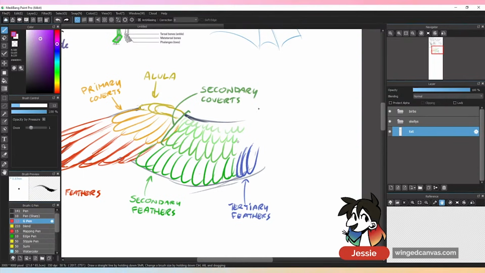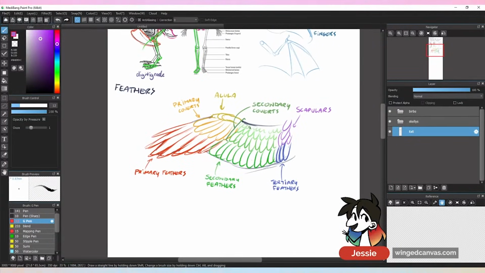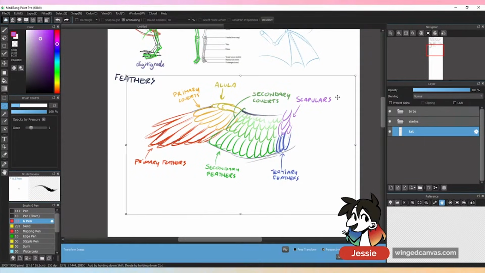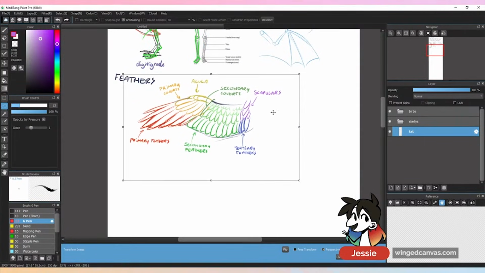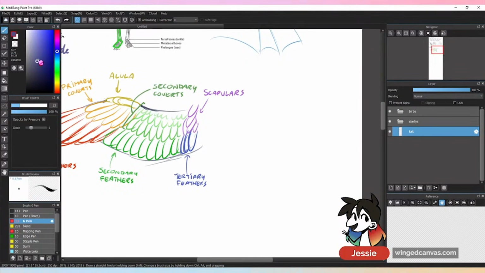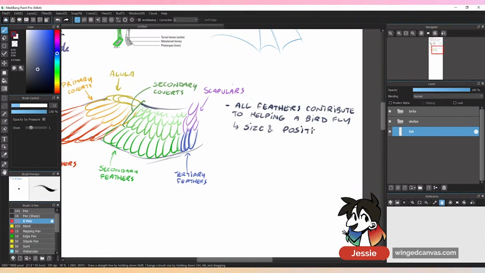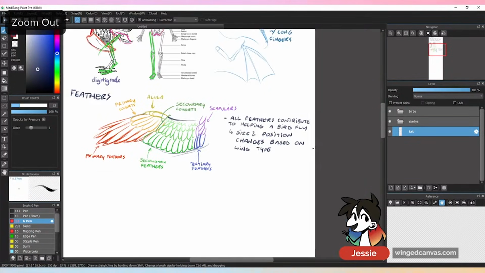And then the final layer of feathers that I am going to talk about, kind of layers like that. And these are the scapulars. So these are the feathers that generally come on a bird that you see on 90% of birds. Obviously, they don't look exactly like this. There's more nuance to them, but the structure is generally the same. Sometimes, depending on the type of bird, they'll be bigger or smaller. But yeah, so all feathers of the wing contribute to helping a bird fly, and the size and position will change based on the wing type and the type of bird. But overall, kind of the same.